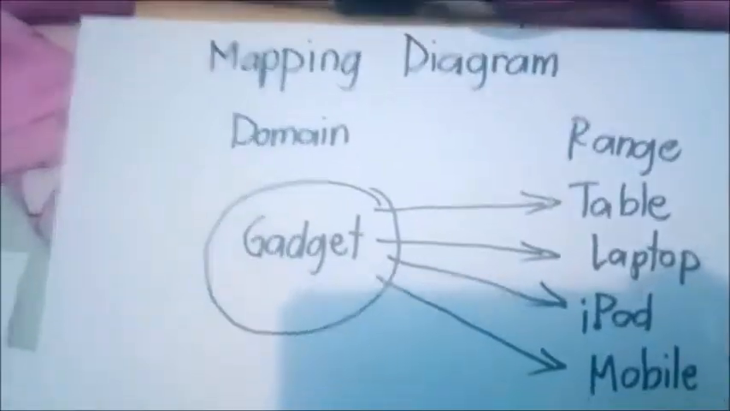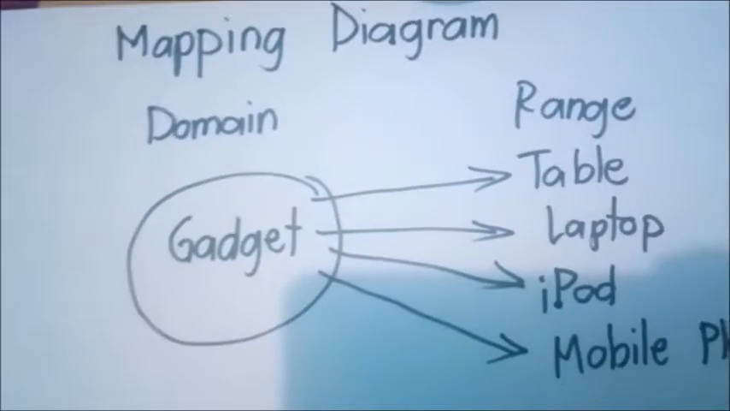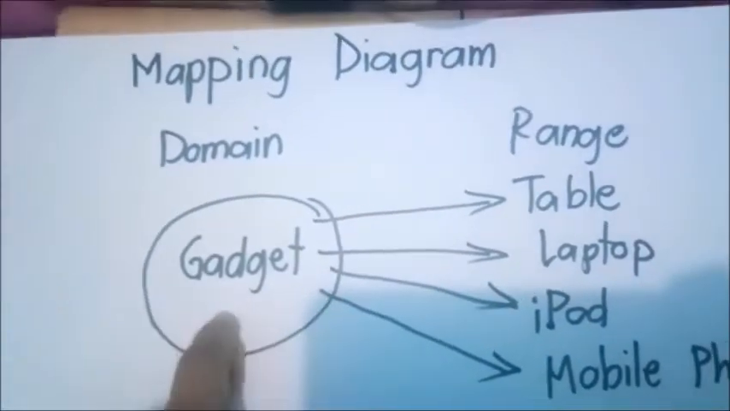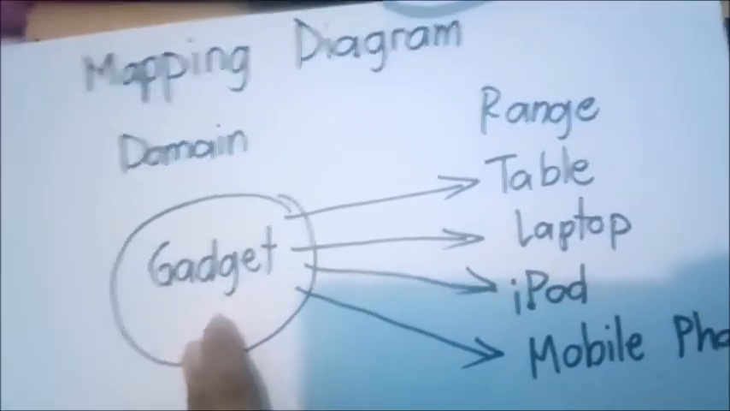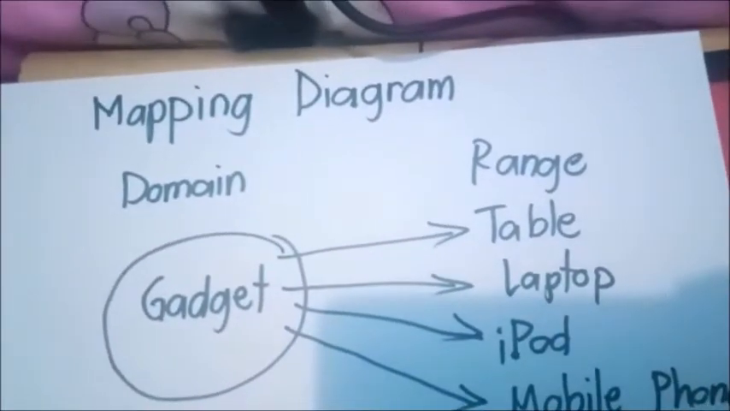So in this diagram, it shows a 1 to many correspondence, because we have only one element in the first set that can be paired with more than one element in the second set. There are 3 kinds of correspondence. First, we have the 1-to-1 correspondence. Second is the many to 1 correspondence, and the third one is 1 to many correspondence.